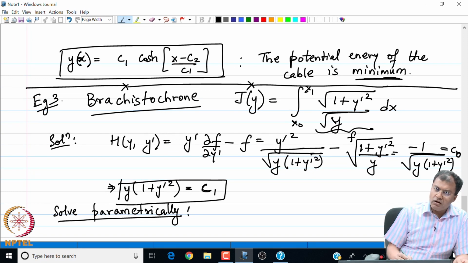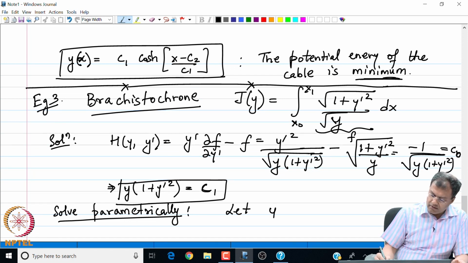I am going to introduce a new parameter on which both y and x will depend. So I am going to explicitly find y as a function of that parameter and x as a function of that parameter, and that will describe the extremal. Okay. So let us say y prime is tan of psi. As y prime is the slope of a curve, it is tan of psi. So psi is our new parameter.